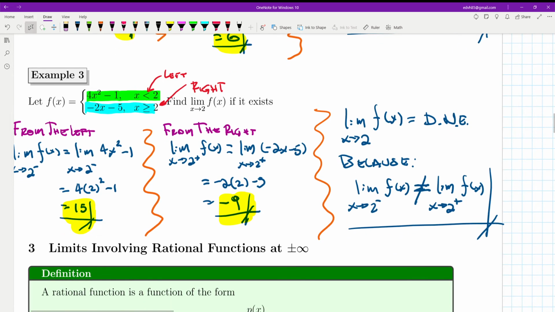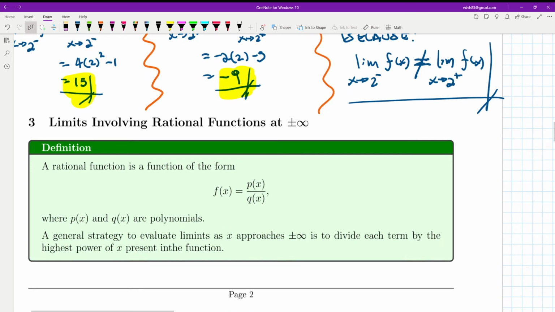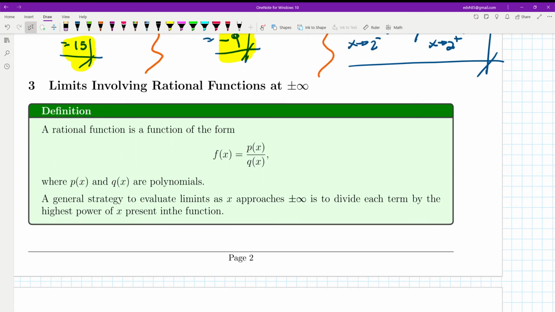Okay. Now let's move on to the next topic, which is evaluating limits involving rational functions at plus or minus infinity. Let's recall first of all that a rational function is a function of the form f of x equals p of x over q of x, where both p and q of x are polynomial functions, and q of x is not zero, because dividing a quantity by zero leaves you with an undefined quantity.